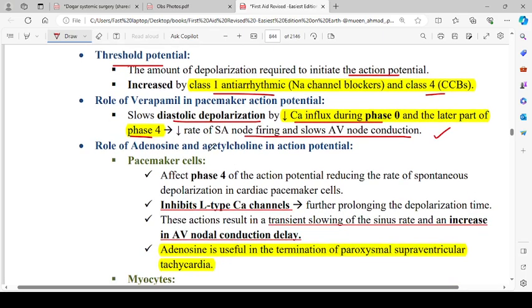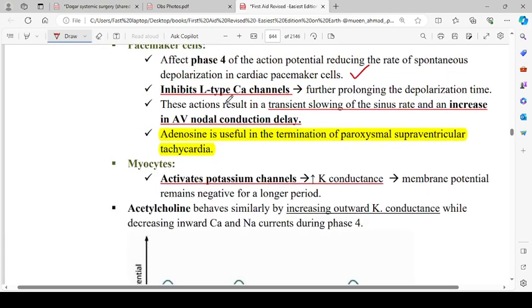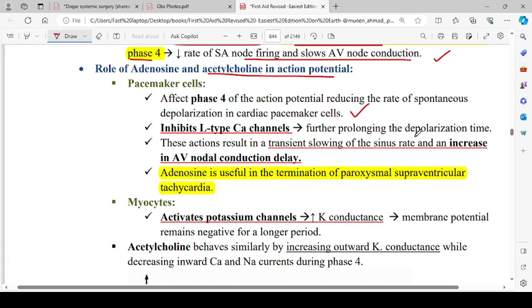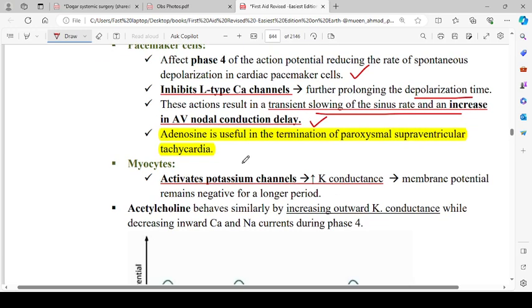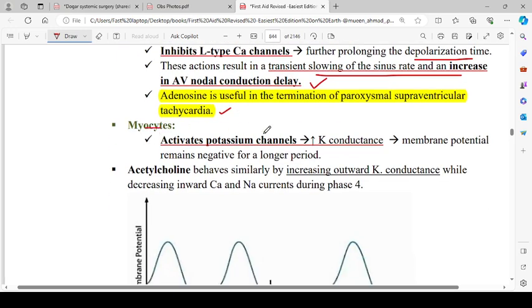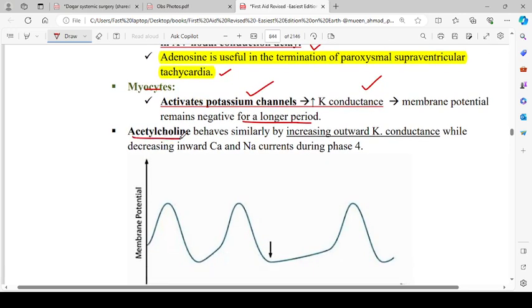So all as a whole, basically the heart rate will decrease. Yeah. The role of adenosine and acetylcholine in the pacemaker action potential: they affect phase 0 of the action potential, reducing the rate of spontaneous depolarization in the cardiac pacemaker cells. They inhibit the L-type calcium channel, further prolonging the depolarization time. These actions result in a transient slowing of the sinus rate and an increase in the AV nodal conduction delay. Adenosine is useful in termination of paroxysmal supraventricular tachycardia. It activates the potassium channels and increases the potassium conductance. Membrane potential remains negative for a longer period. Acetylcholine behaves similarly by increasing the outward potassium conductance while decreasing the inward calcium and sodium currents during phase 4.